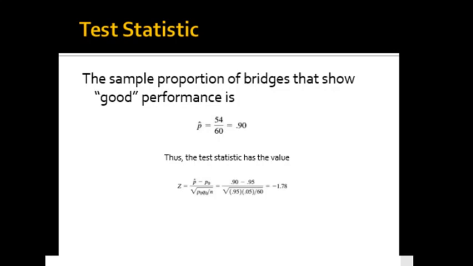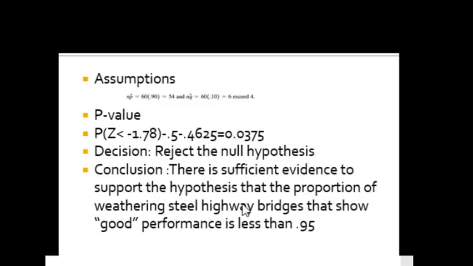So let's first calculate p hat, which is the sample proportion. 54 out of 60 bridges showed good performance, that is 0.90. Now the test statistic will be p hat minus p0. So p hat is 0.9, p0 is 0.95, and then the denominator will be the square root of 0.95 times 0.05 divided by 60, which gives us negative 1.78 as our test statistic. Okay, so if we check the assumptions, we have 54 successes and then 6 failures. Both are more than 4, so we're good to go here.